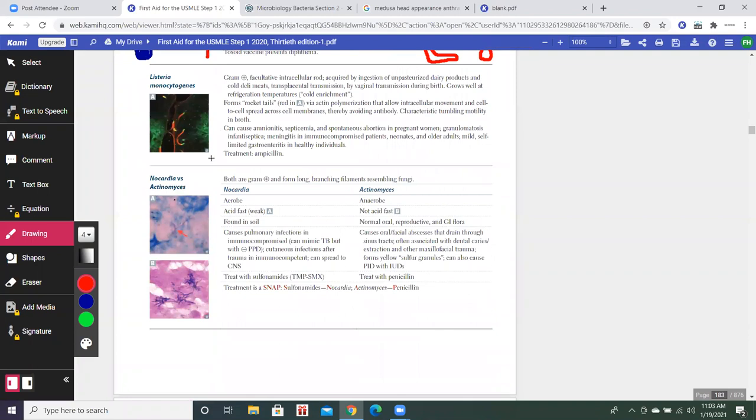Okay. Can we move on to Listeria? Yes or no?